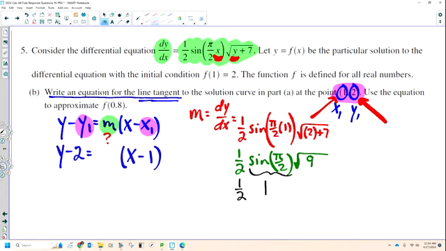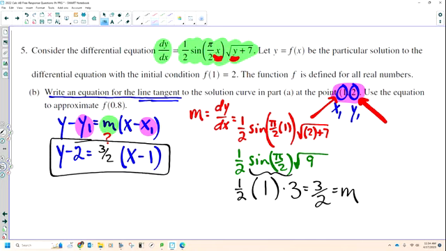times the square root of 9, which is 3. If I multiply all those together, I get 3/2, and that's my slope. So let's go to the left side of the screen and put that 3/2 right there. All right, so this is my equation of the line. Right? Now I need to use that to figure out or estimate what f of 0.8 is.